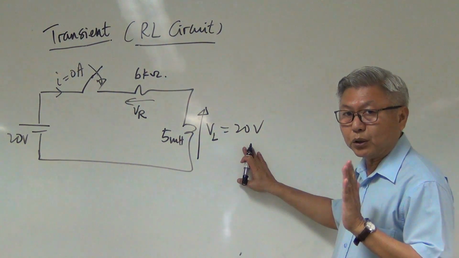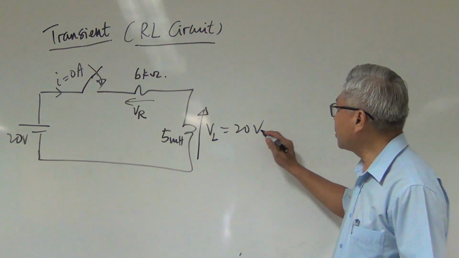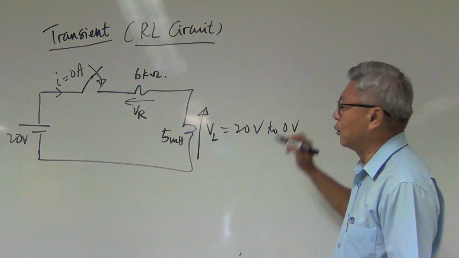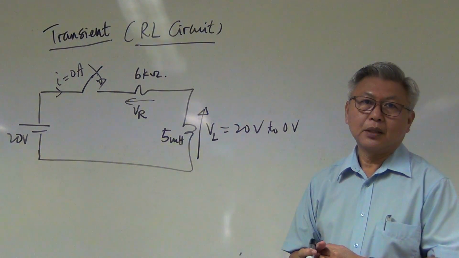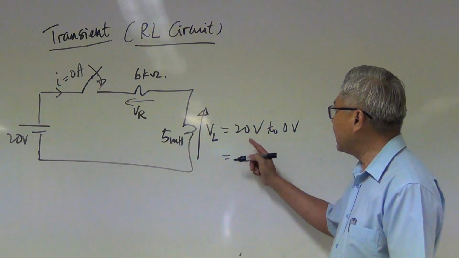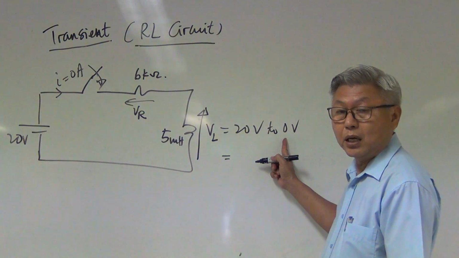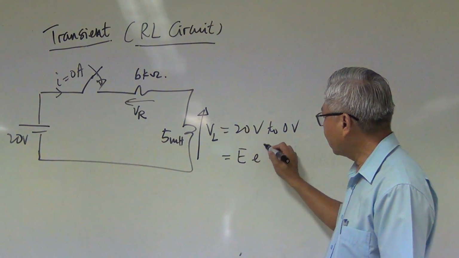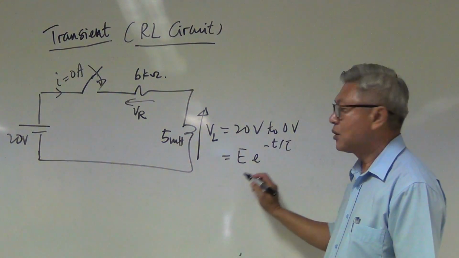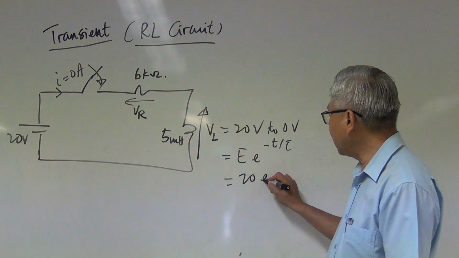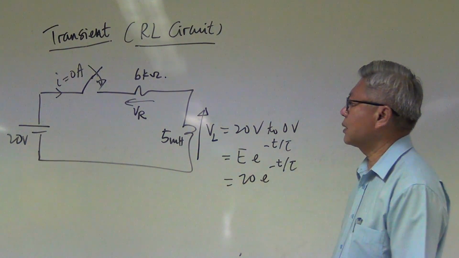Okay, now, but he cannot maintain this forever. He will have to weaken and surrender. So this will go from 20 to 0 volt. If I were to ask you, is this an increasing or decreasing function? You will say it's a decreasing function, right? So the formula is without a bracket. So this is 20 E to the minus T over time constant.